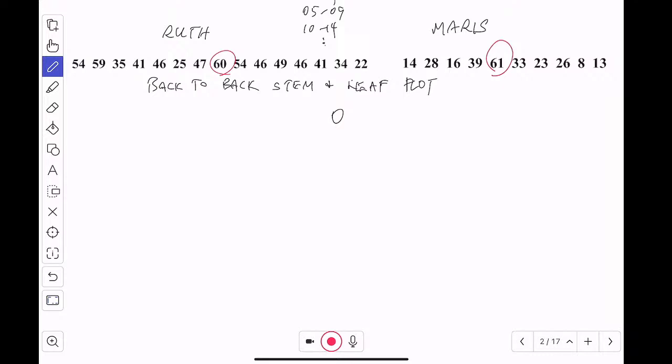Yeah, there's many reasons to argue. But we're going to use the 5 features of the distribution to make our argument. So what I'm going to do is make a back-to-back stem and leaf plot. And let's try and just go by tens. Let's see what that looks like.